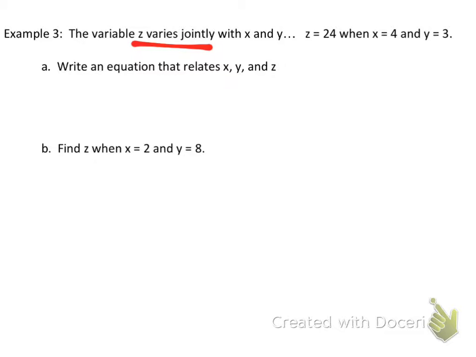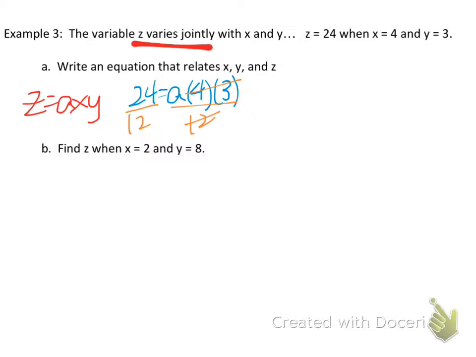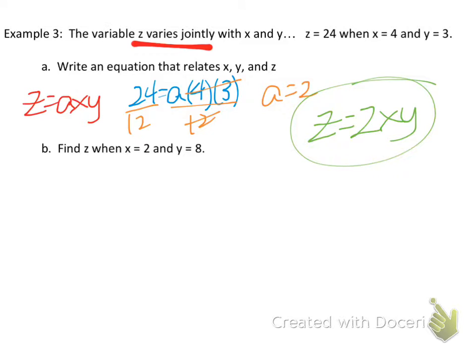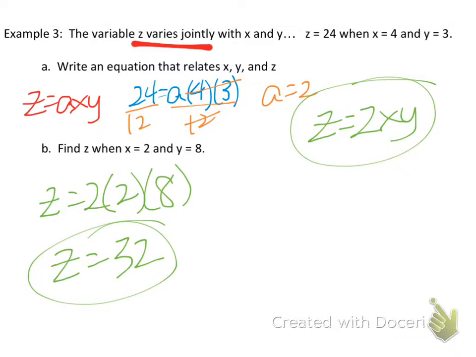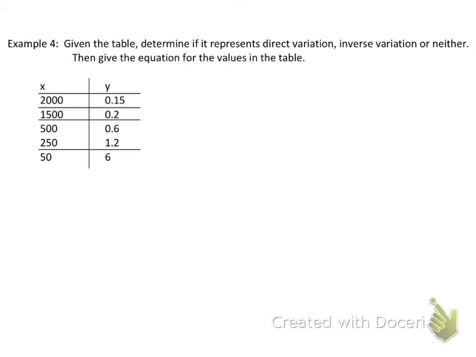So we're told that it varies jointly, and so we have z equals axy. Again, we need to find what our constant of variation is, but we're given a relationship between z and x and y. So if we plug those values in, well, 4 times 3 is 12, so let's divide both sides by 12. We get that a equals 2. We can plug that in and write our equation, z equals 2xy. Finding z when x equals 2 and y equals 8, plugging those values in for x and y, we get that z equals 32.